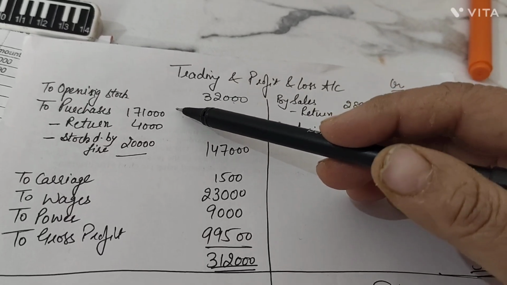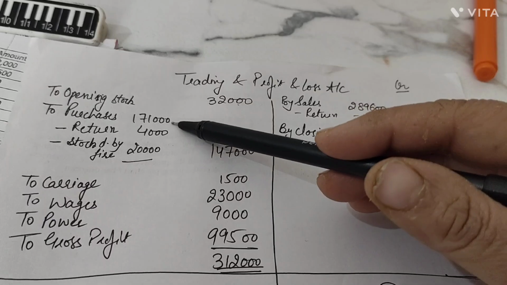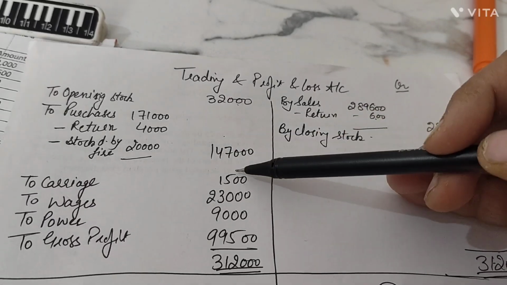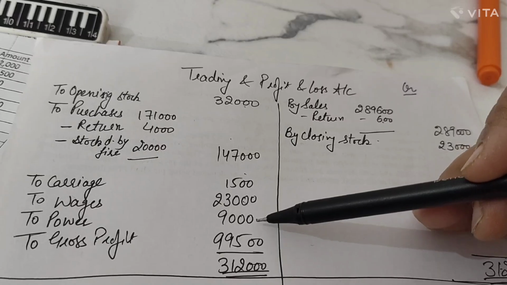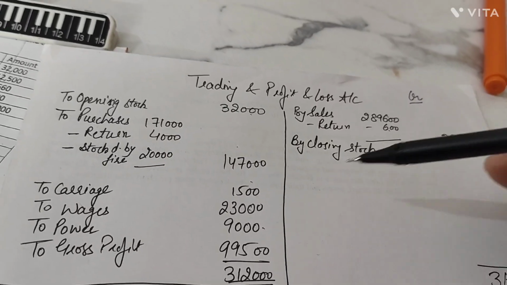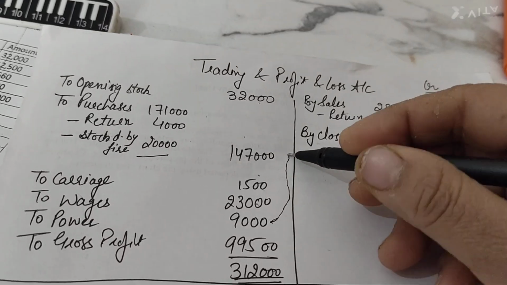Now how to take the purchase? Less purchase return, and there was a loss by fire also. We deducted that, we got net purchases. Then carriage is direct expense, wages is direct expense, power is direct expense. We got gross profit from here. That is the total of credit side less the total of your debit side.